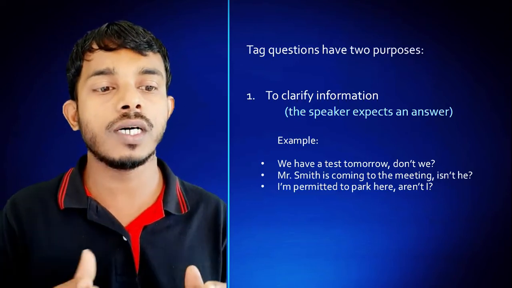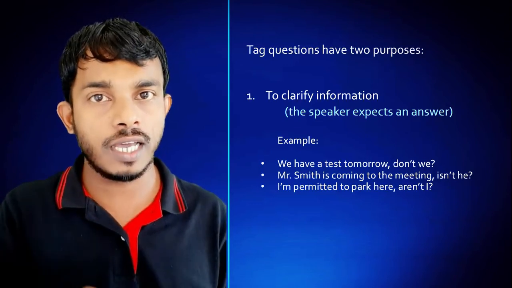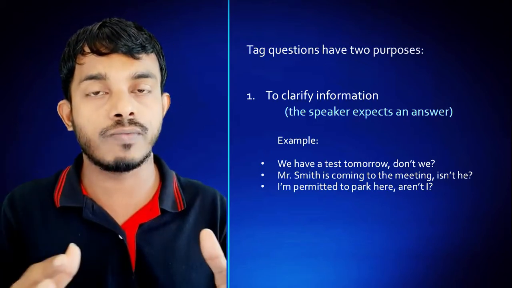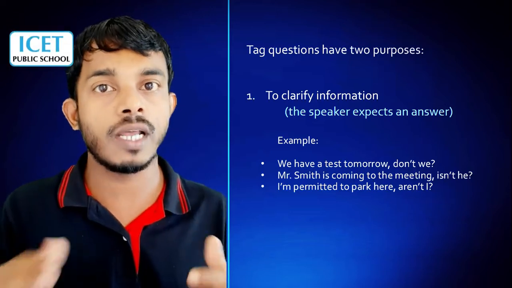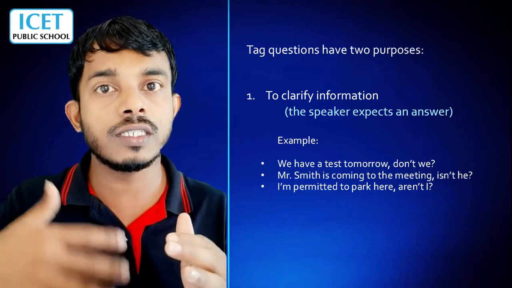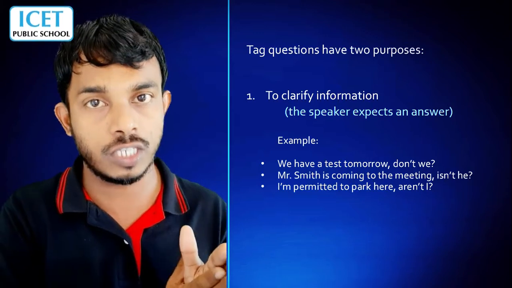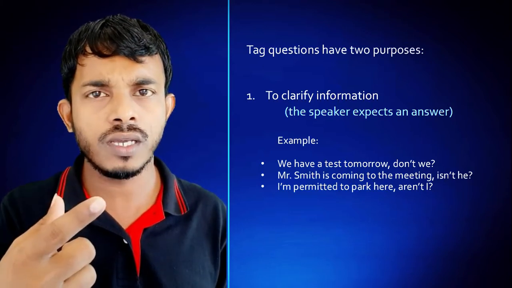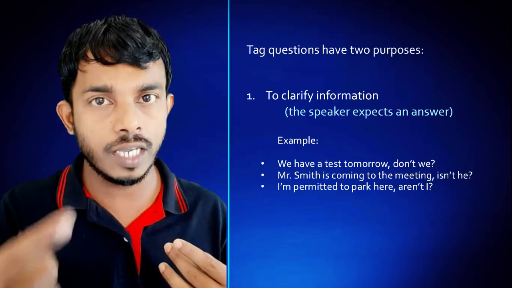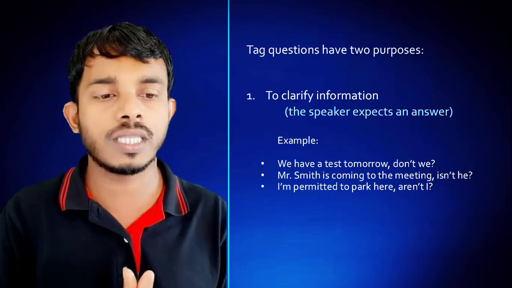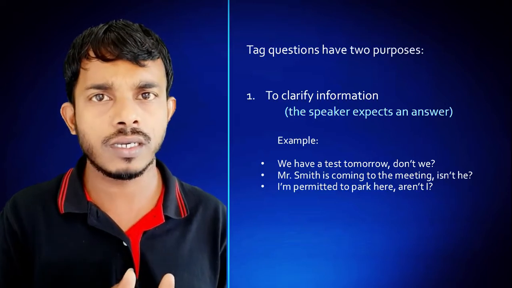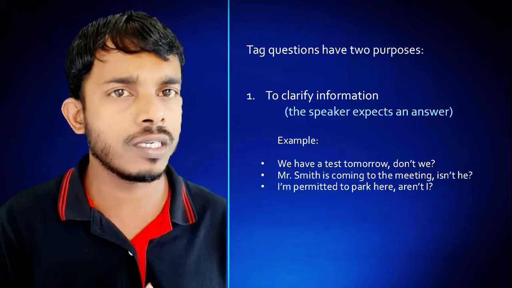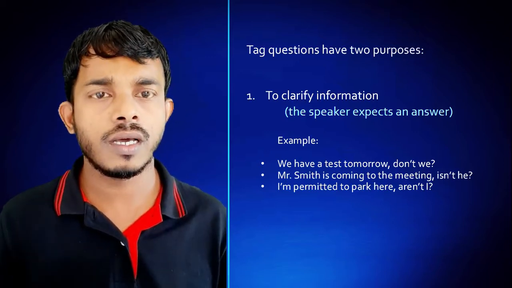Example: we have a test tomorrow, don't we? So this time, this is clarifying his doubt. Not ensuring the statement and not agreeing with the statement, but the speaker is just asking a question at the end of the sentence. That is just to clarify the doubt. We have a test tomorrow, don't we? He is expecting an answer, yes or no, like that. Mr. Smith is coming to the meeting, isn't he? Then, I am permitted to park here, aren't I? Like that.